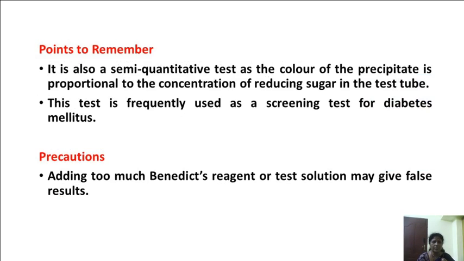While carrying out this test, we have to keep some points in mind. It is also a semi-quantitative test as the color of precipitate is proportional to the concentration of reducing sugar in the test tube. This test is frequently used as a screening test for diabetes mellitus. And the precaution we have to follow is do not add too much of Benedict's reagent or the test solution, which may lead to false results. So this is also a test for reducing sugar.